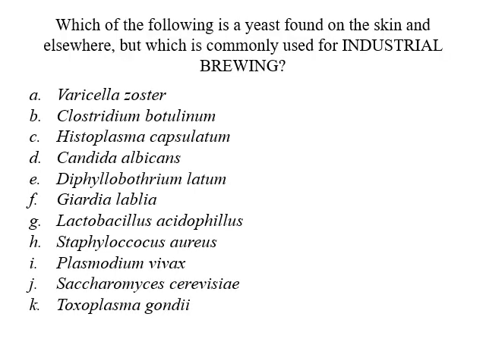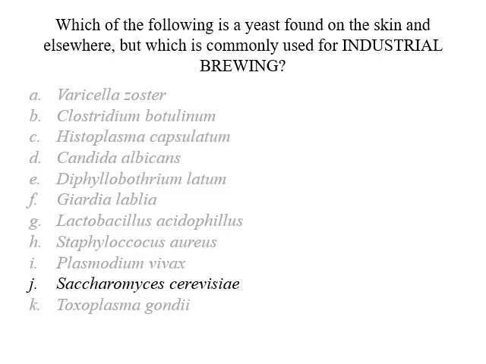Which of the following yeast is found on the skin and elsewhere, but is commonly used for industrial brewing, making wine, beer, and bread? It is also known as baker's yeast or brewer's yeast. Which one is it? The answer, of course, Saccharomyces cerevisiae.